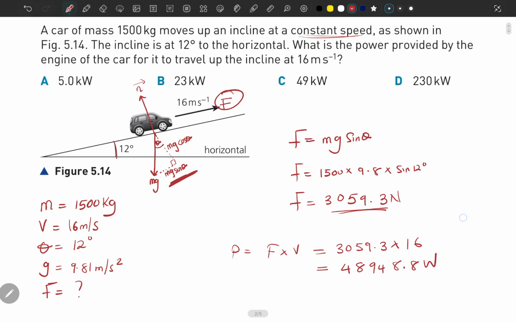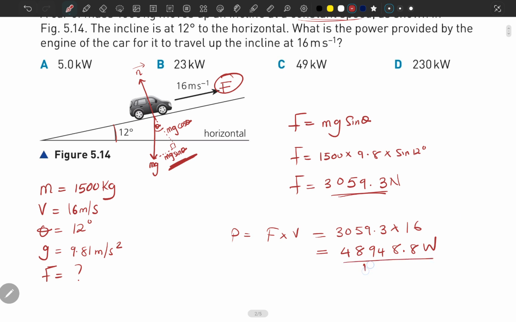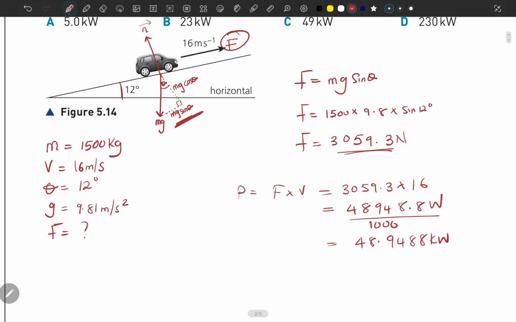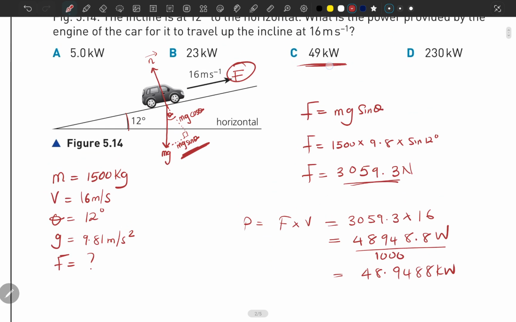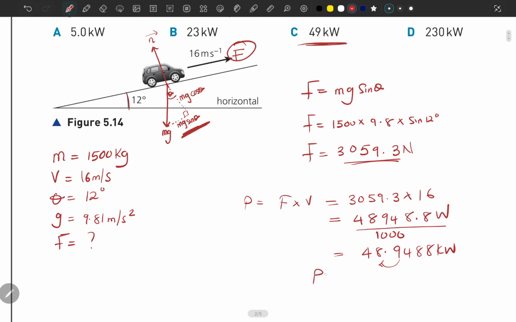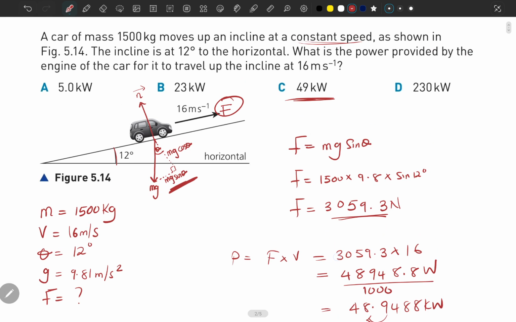Checking the multiple choice options, we don't have watts, we have kilowatts. So if we divide this by 1,000, we'll be getting something like 48.9488 kilowatts. So we have something closer, meaning you can just round off, and we get our power as 49 kilowatts. There.